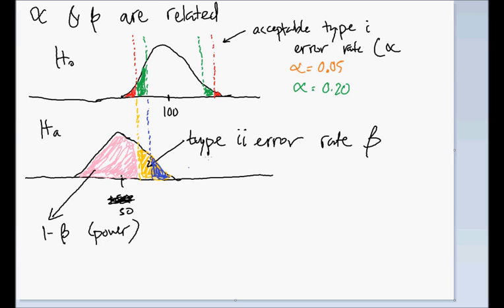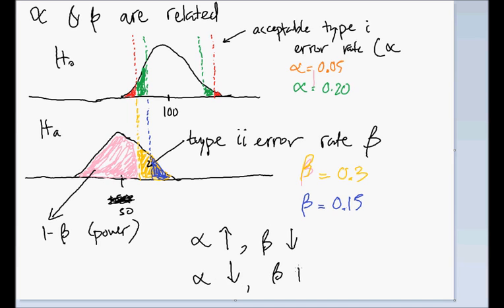And I'm just going to make up some values for beta here. So let's say beta equals 0.15 here, and here beta equals, oops, different color, beta is 0.3 or something. So what you'll notice is that as alpha goes up, beta goes down. And conversely, as alpha goes down, beta goes up, right?